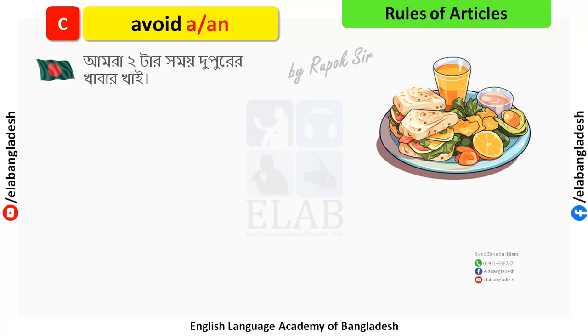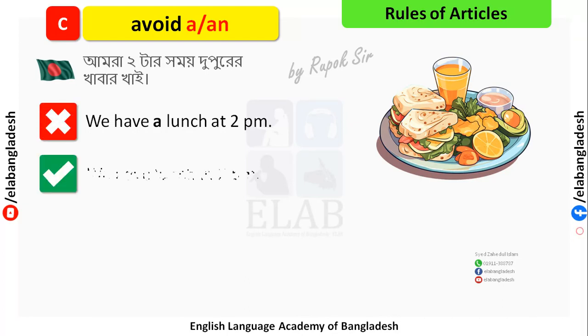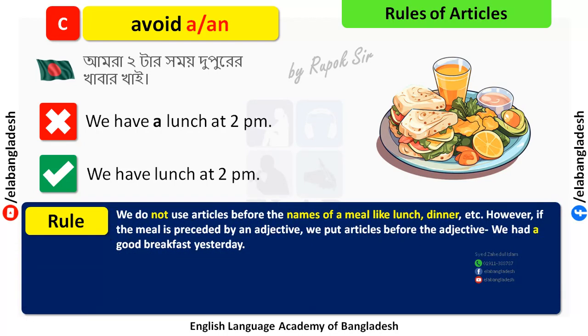We have lunch at 2 p.m. We do not use articles before the names of a meal like lunch, dinner, etc. However, if the meal is preceded by an adjective, we put articles before the adjectives. We have a good breakfast yesterday.